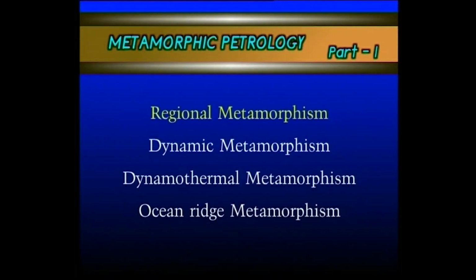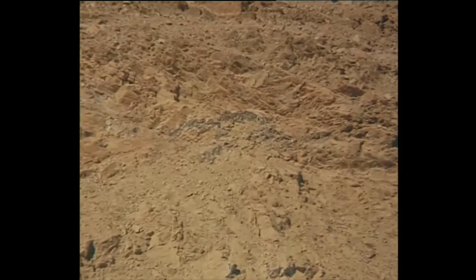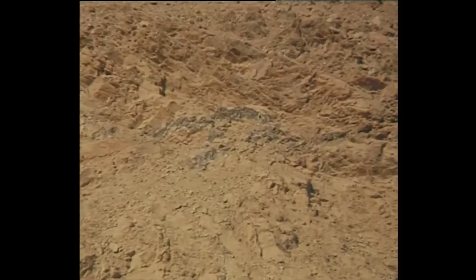Now let us see another type of metamorphism, that is regional metamorphism. In regional metamorphism, three categories are important. One is dynamic metamorphism, another is dynamothermal metamorphism, and the third case is ocean ridge metamorphism. In dynamic metamorphism, cataclastic textures and cataclastic metamorphism occur, and these indicate the shear planes or fault planes.